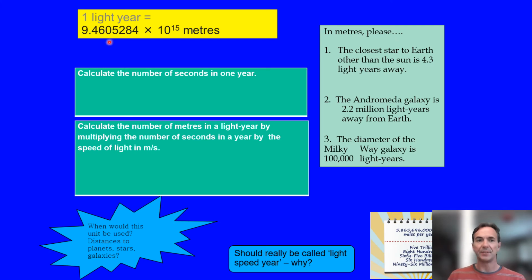Light year is this number in meters. That's an awful lot of significant figures. This is given on the formula sheet, by the way, so don't worry about this. You don't have to remember these things, but you do have to convert between them.